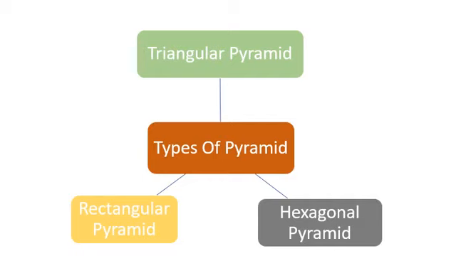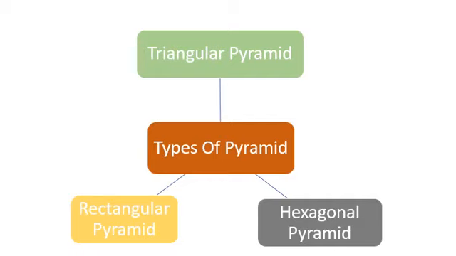We have also studied about tetrahedron. Basically, tetrahedron is a special type of triangular pyramid in which all the faces are equilateral triangles. So, I hope this is very much clear to you now. Tetrahedron is a special type of triangular pyramid in which all the faces are equilateral triangles.